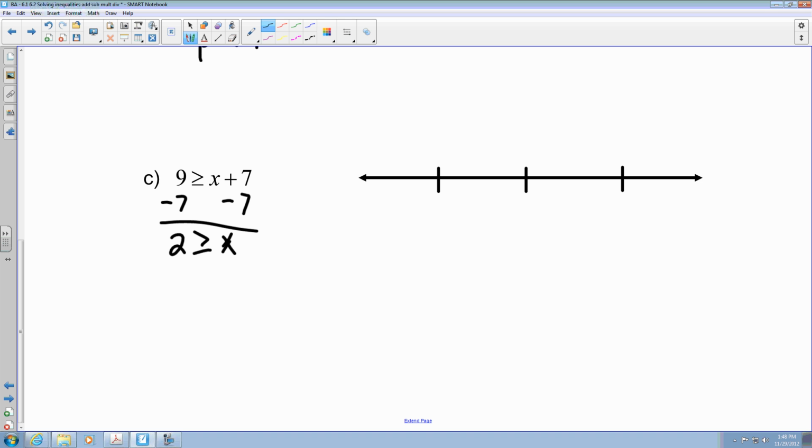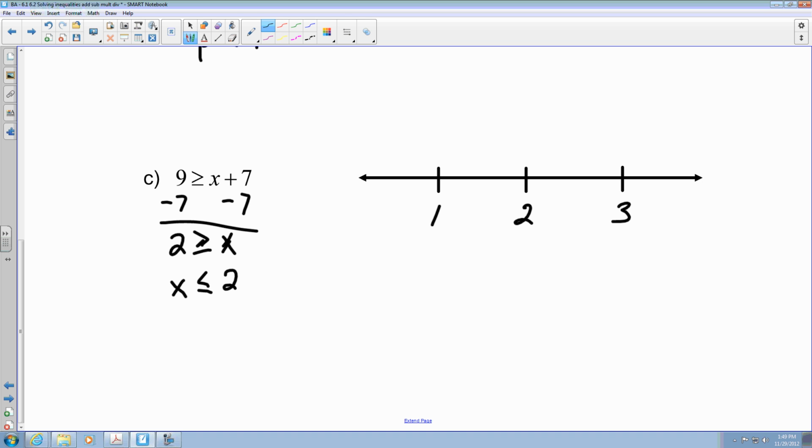Now what I talked about before is I want to make sure that my variable's on the left-hand side. So what I'm going to do is just switch them around, put x, and because my inequality's opening towards the 2, I'm going to do the same with my flip. So all I did was flip the inequality, and I also made sure that my variable is on the left-hand side. So I got 2, I got 3, and I have 1.